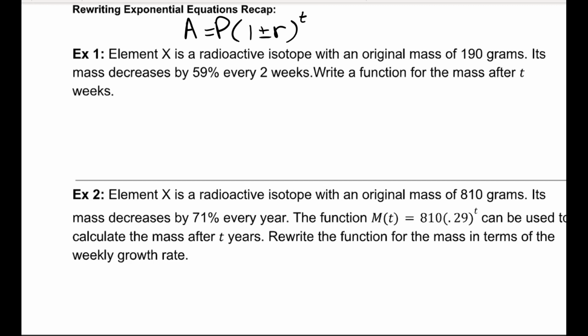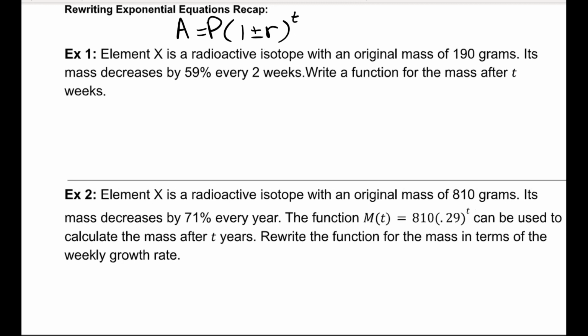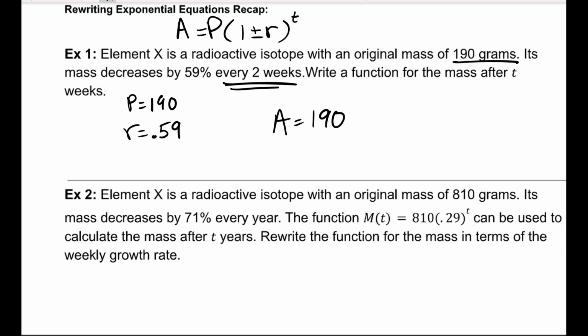For the first one, element X is a radioactive isotope with an original mass of 190 grams, so that's talking about a principal value. And the mass decreases by 59% every 2 weeks. So that's telling you your rate is 0.59 and it's decay. So if I wanted to write a function for the mass after 2 weeks, my principal value is 190. I would substitute in 1 minus my rate because it's exponential decay.